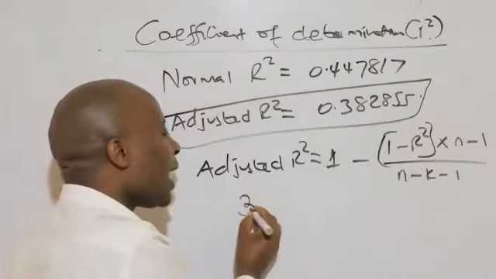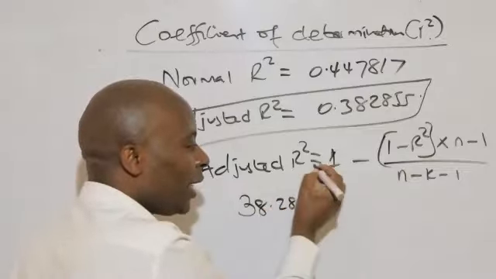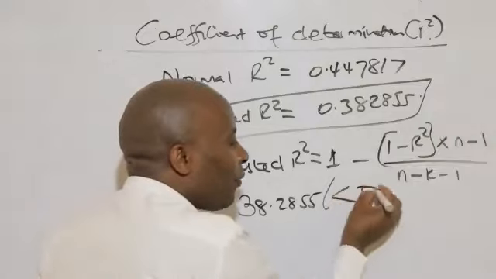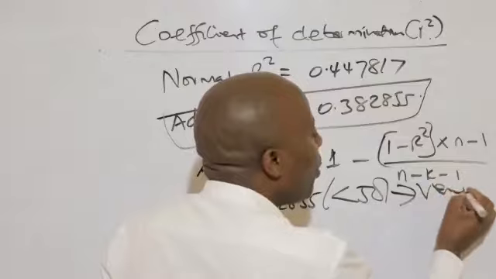And this adjusted R squared translates to what? 38.2855%. Which, as somebody noted there, is less than 50%, meaning that this is a very poor model.